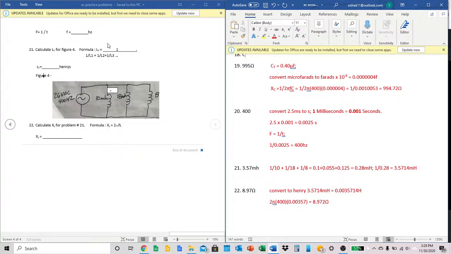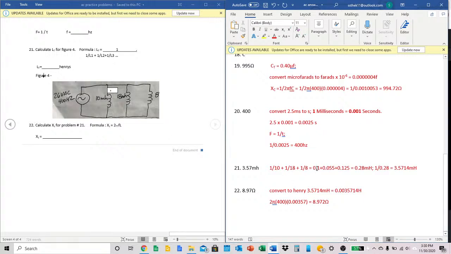So if we want to calculate the inductance total of a parallel circuit, the formula we're going to use is the formula given, which is 1 over L1 plus 1 over L2 plus 1 over L3. So here I described that for you. We have 1 over 10, which is our millihenries, 1 over 10 plus 1 over 18 plus 1 over 8.